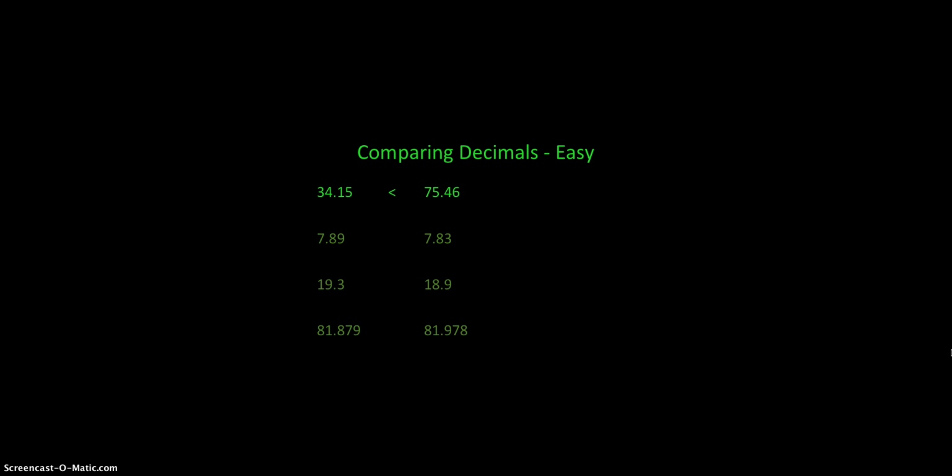Okay, if you're ready to check your answers, the first, 7 and 89 hundredths, is greater than 7 and 83 hundredths. The second one, 19 and 3 tenths, is greater than 18 and 9 tenths. And the last on the page, 81 and 879 thousandths, is less than 81 and 978 thousandths.